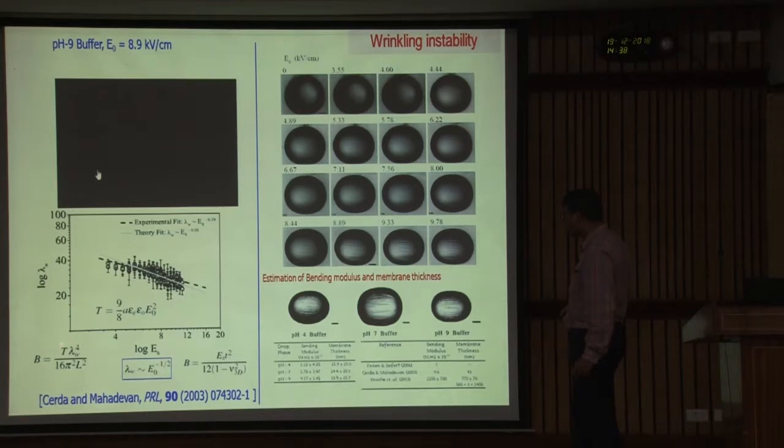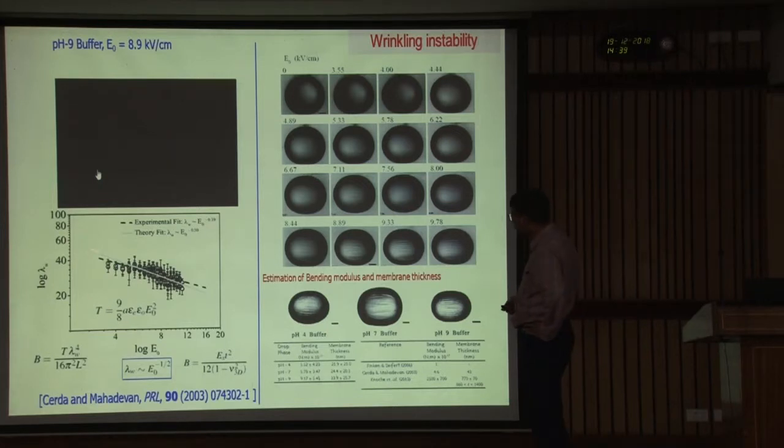So if you use the expression by Sareda and Mahadevan, you find that the bending modulus is given by the tension times lambda raised to 4. And since we know the electric tension in the system, the wavelength should really scale as E raised to minus half. Okay. And if the wavelength had scaled as E raised to minus half, you would get a bending modulus which is independent of the electric field.